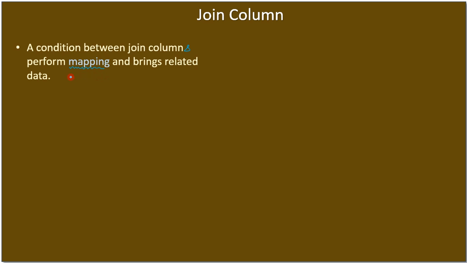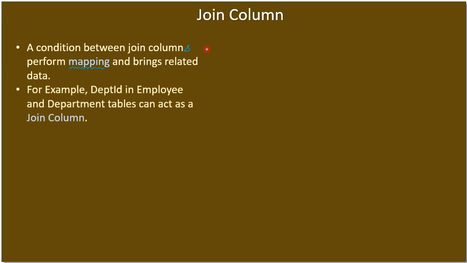as a result. So join column plays the key role, and this join column usually will be the candidate from primary and foreign key column, but it's not a restriction. You can perform join with any column, but mostly you will see the join will be performed based on already established relationship. For example, department ID in employee and department table can act as a join column.